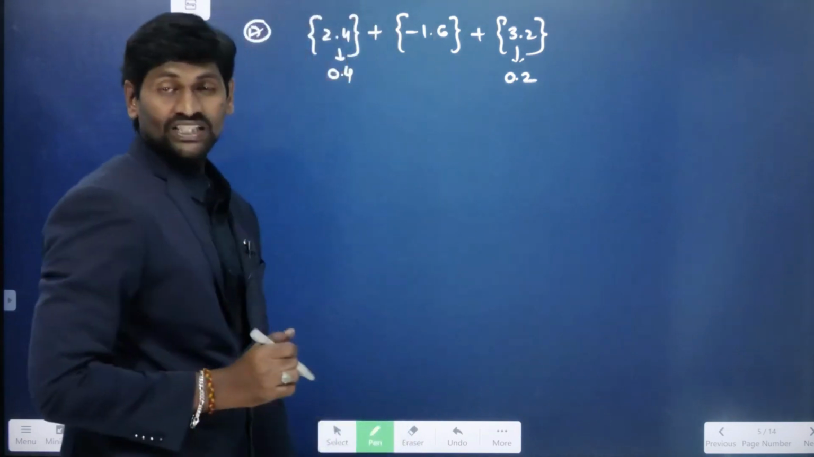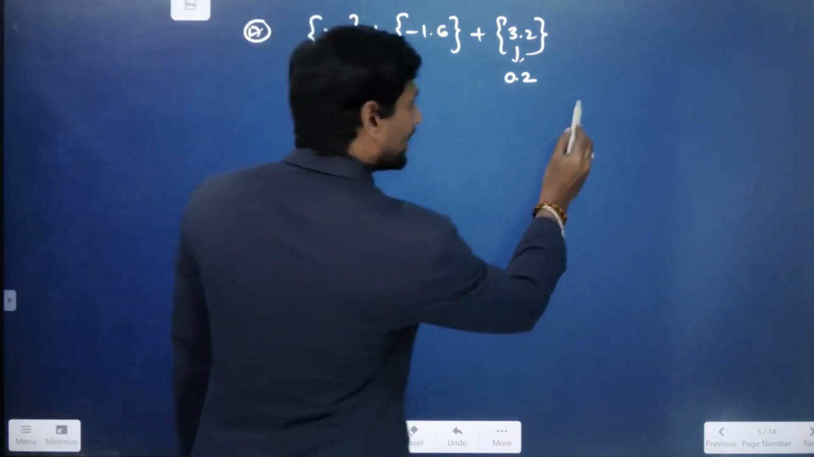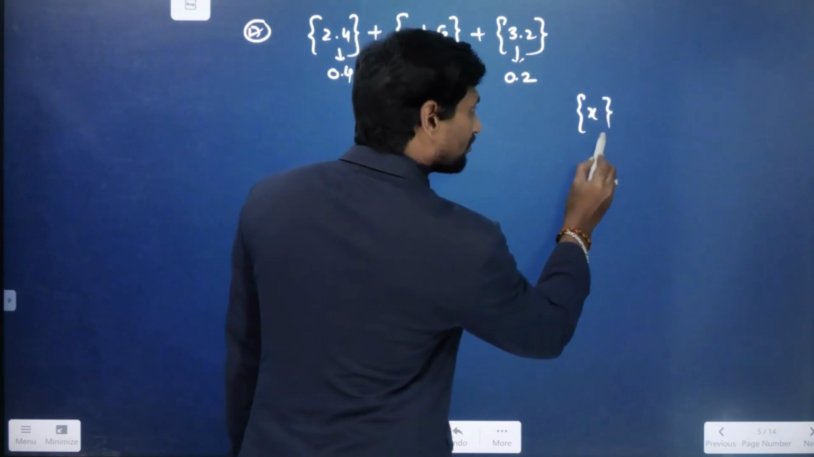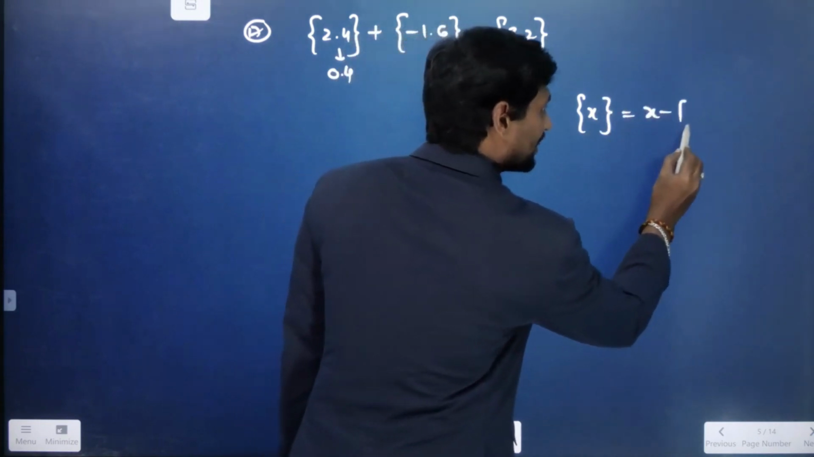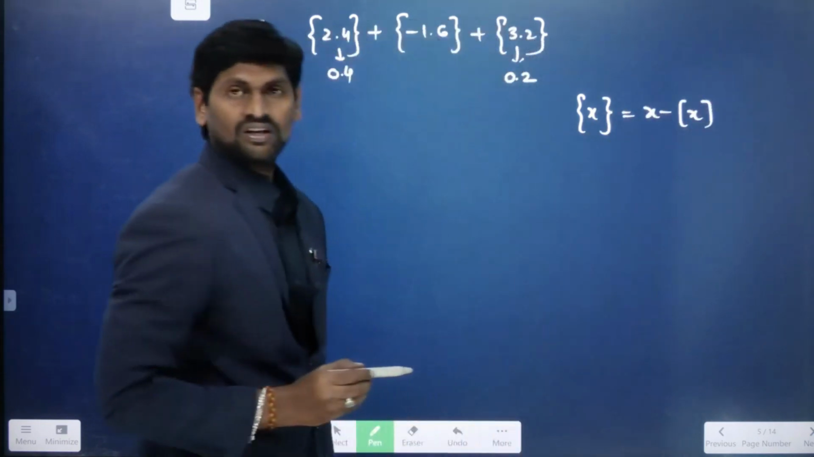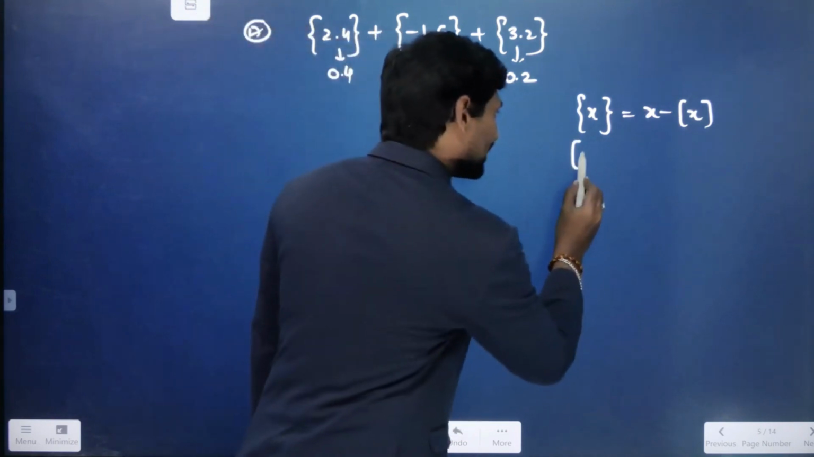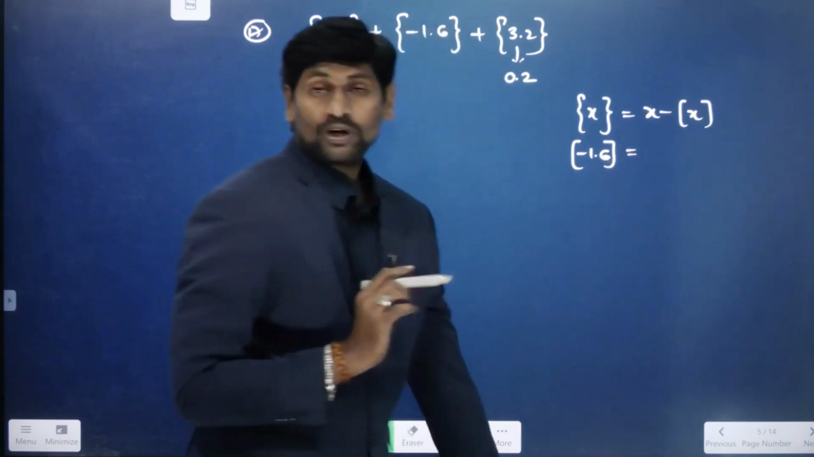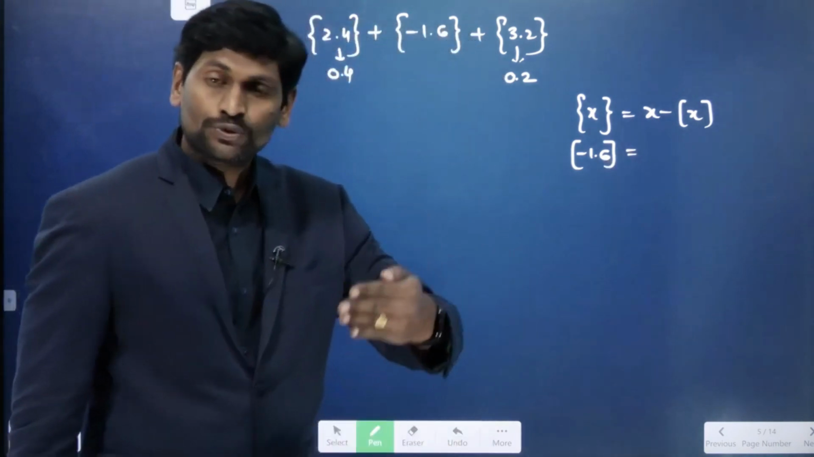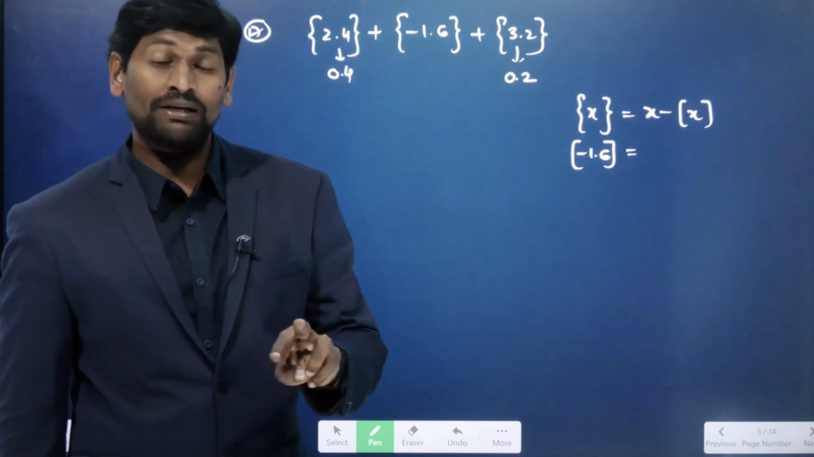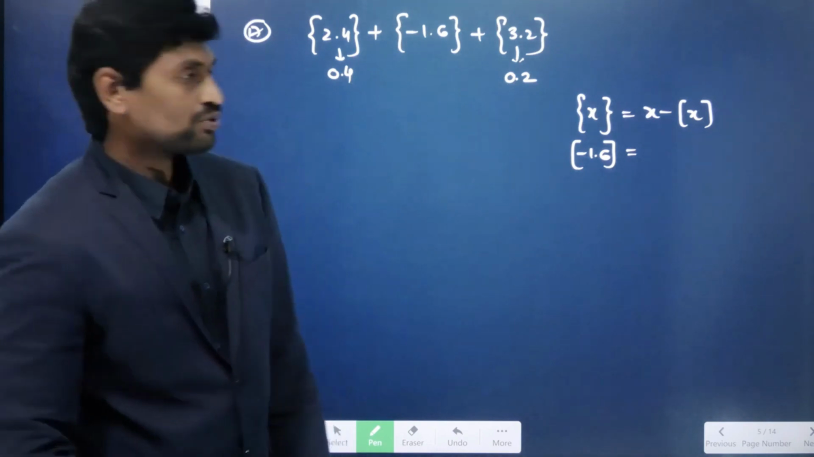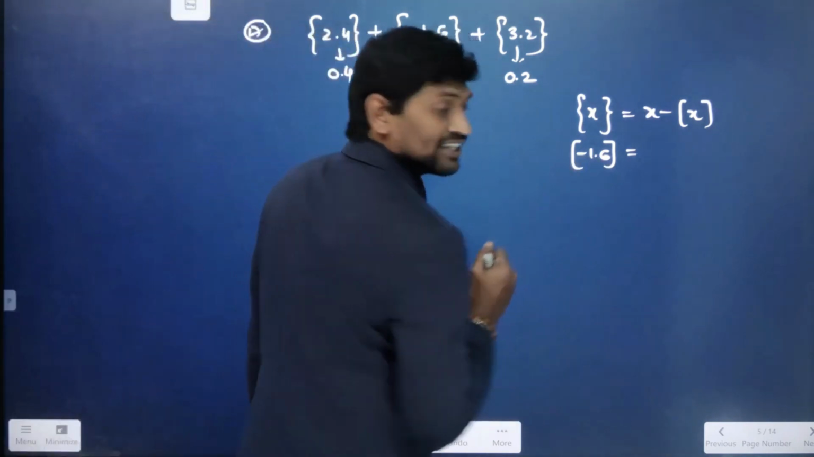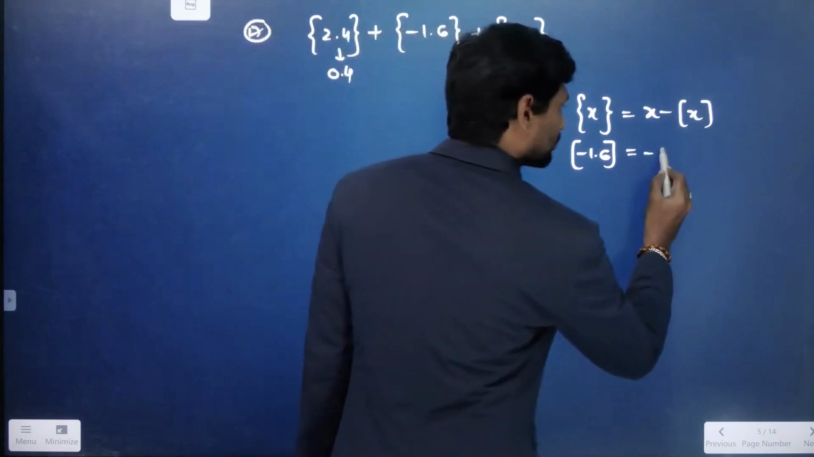But whenever you see negative symbols, let us identify through the formula: fractional part of x equals x minus greatest integer of x. Now what is the greatest integer of x? Greatest integer of minus 1.6. Minus 1.6 lies between minus 1 and minus 2. Among them, the smaller number is minus 2. So therefore the greatest integer of minus 1.6 becomes minus 2.